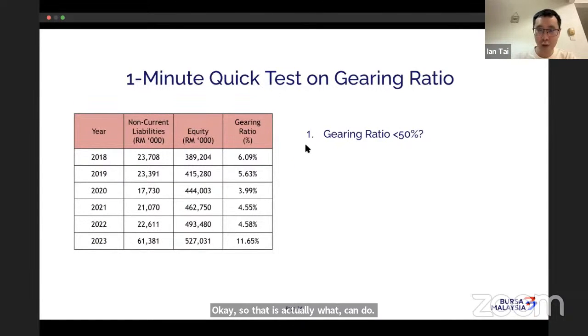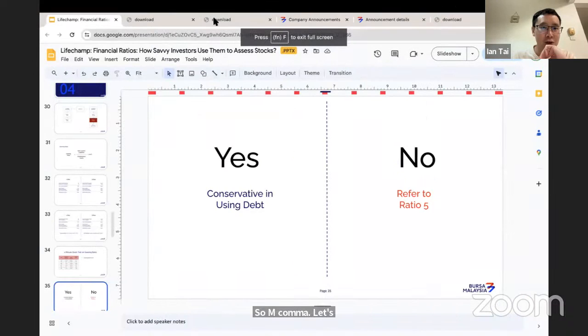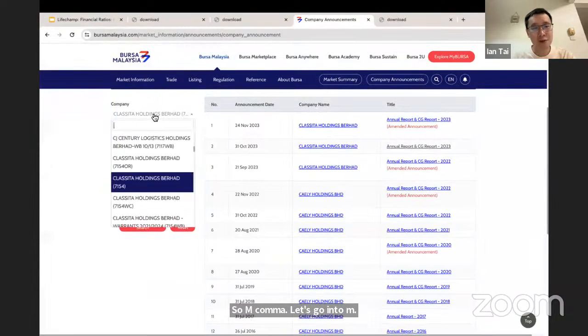So you can actually do the 1 minute quick test to see the gearing ratio of your company. Okay, so now I'm going to just go up and see what other companies I can find. Let's find a good company. Okay lah, we have Anyco. Anyco says Mcom. Okay lah, what's Mcom? Let's go into Mcom and tengok lah. Let's see what Mcom is all about.